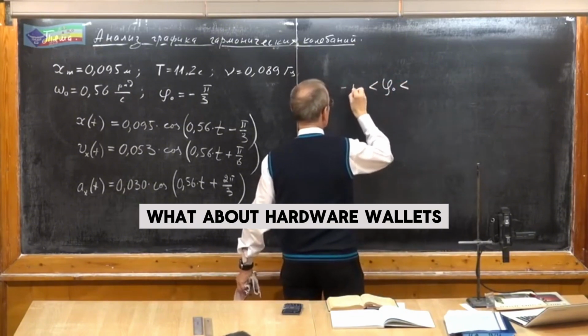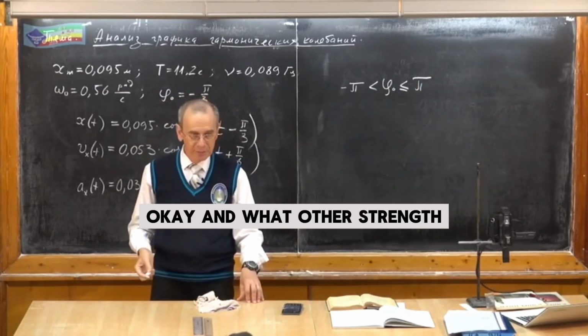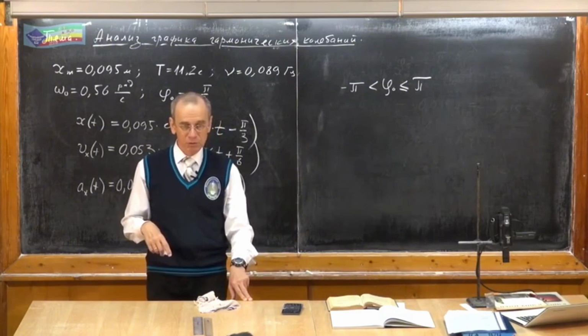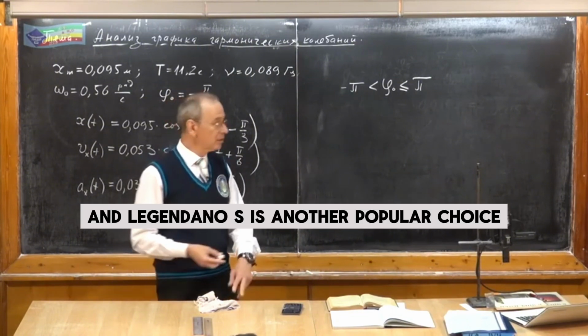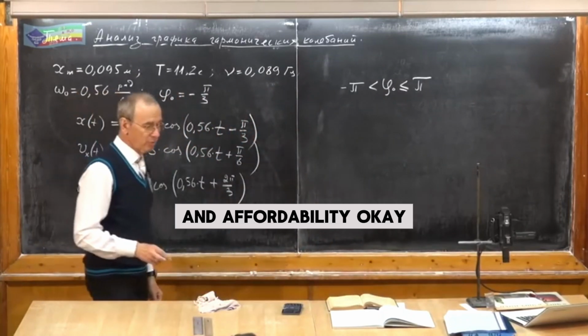What about hardware wallets? They recommend Trezor and Ledger Nano S. Okay, and what are their strengths? Trezor is widely considered to be one of the most secure hardware wallets out there, and Ledger Nano S is another popular choice that strikes a good balance between security and affordability.